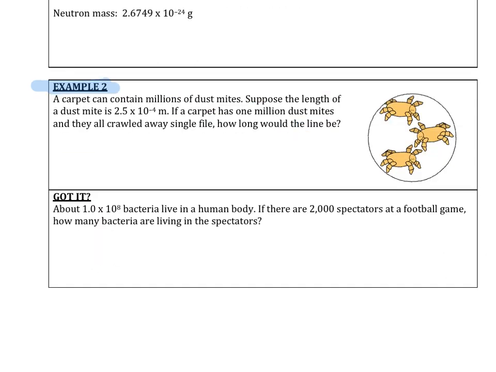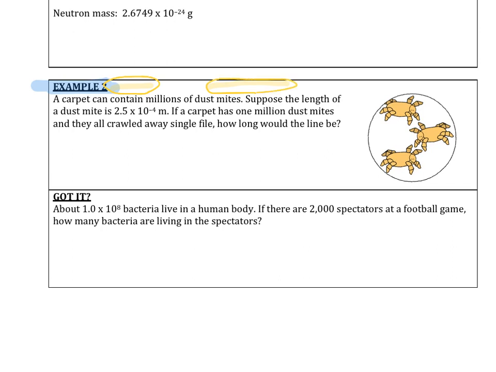Okay, let's look at the next example. It says a carpet can contain millions of dust mites, and then you're given the length of those dust mites right here. If a carpet has 1 million dust mites and they all crawled away single file, how long would the line be? So the challenge of these types of problems, boys and girls, is deciding what operation you need to do. In the previous problem, we realized that we had to add together those two protons and then do a subtraction problem after that. Now here it's a little different. Each individual dust mite is this long, and there's 1 million of them. So how long would that be?